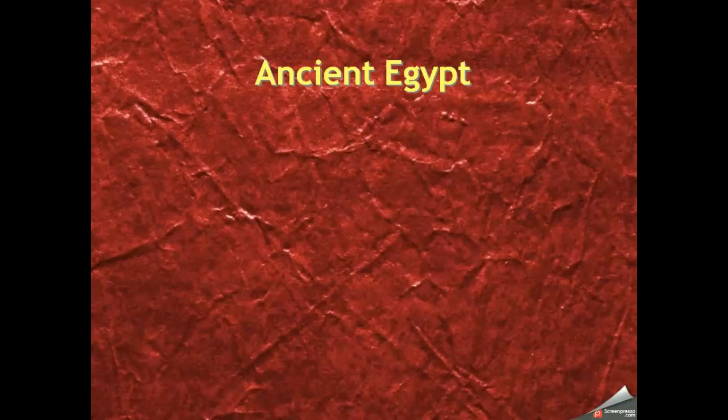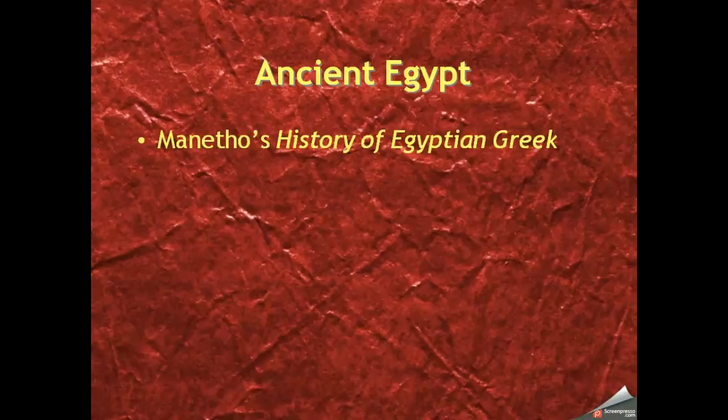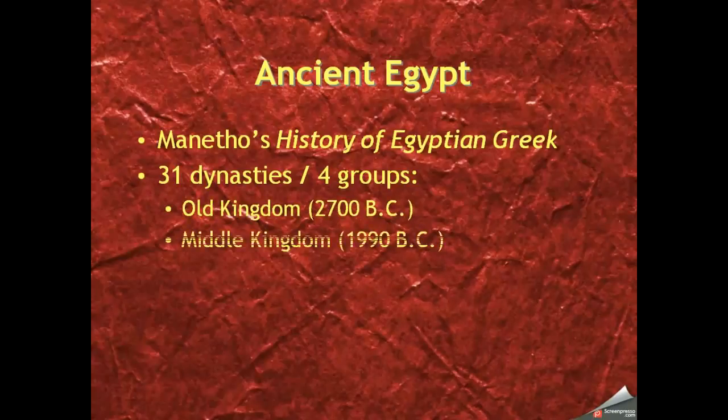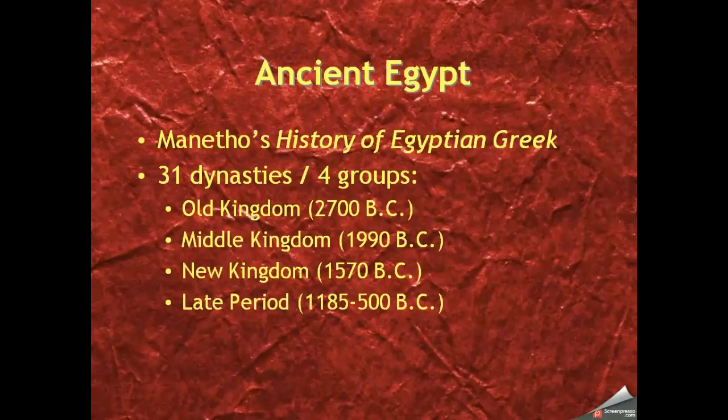That brings us to the ancient Egyptian Empire, one of the greatest of ancient times, located in northern Egypt. Manetho's history of Egypt, written in Greek, gives us an outline of Egyptian civilization, one of the first ones that we have, because this Egyptian historian documented that there were 31 dynasties. He grouped them into 4. Those 4 being the following: the Old Kingdom, the Middle Kingdom, the New Kingdom, and the Late Period.